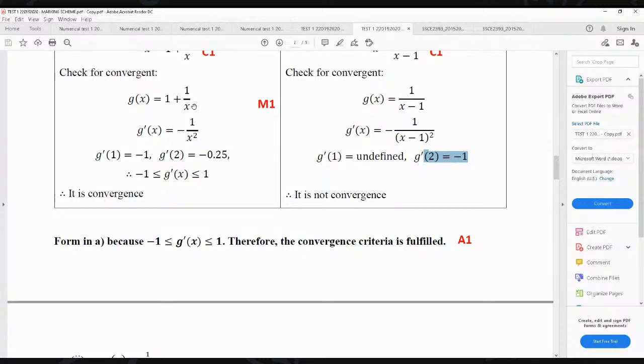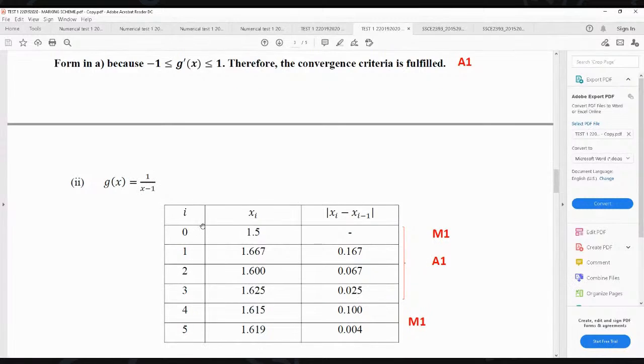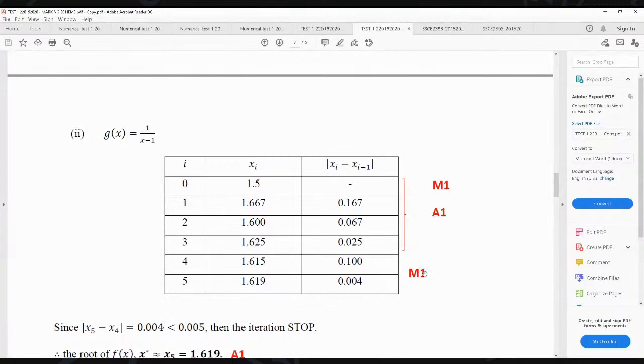How about this one? I think for this one you need to use plus. This one is actually plus, because this is converge. When you put plus, you can get the value, which converges. 1 over x minus 1 is not converge, but 1 over x plus 1 is converge.